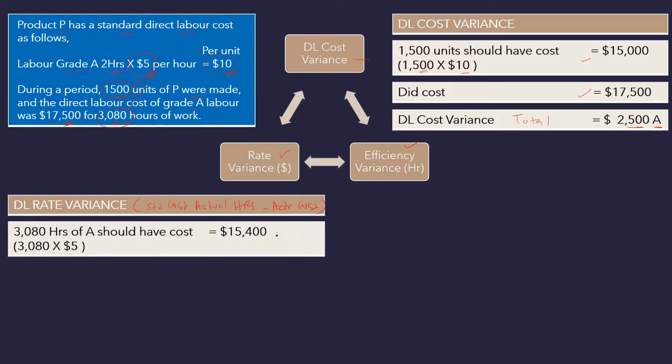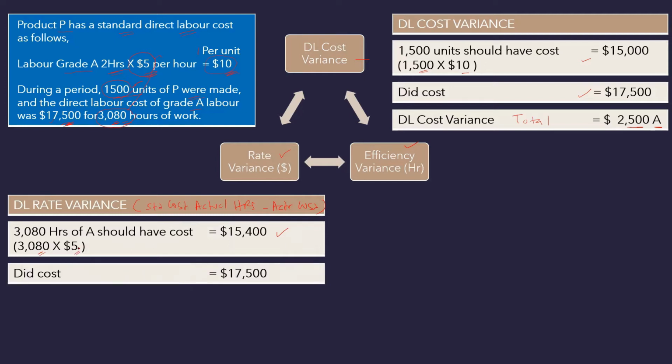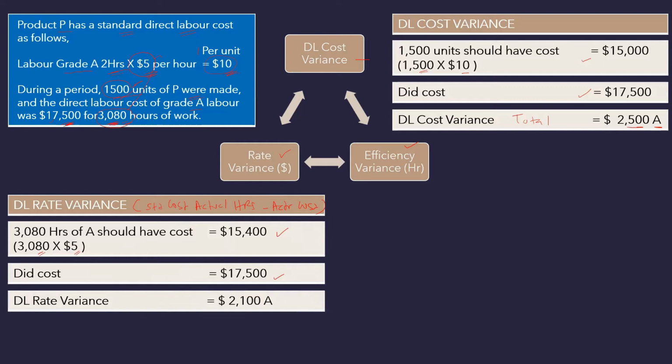So which is 15,400. So to produce 3080 hours, you should have paid $5 per hour. However, it cost 17,500, right? We paid 17,500 on 3080 hours. So what is the total rate variance? 2,100 adverse variance, because we were planning to incur 15,400, we incurred 17,500. Okay, so this is the rate variance.